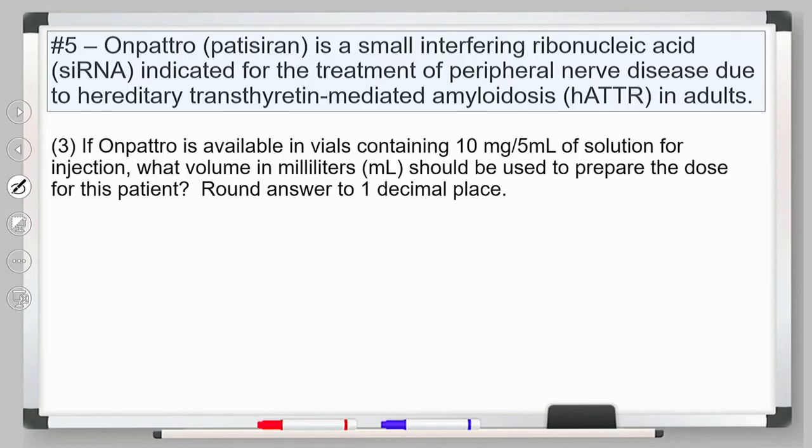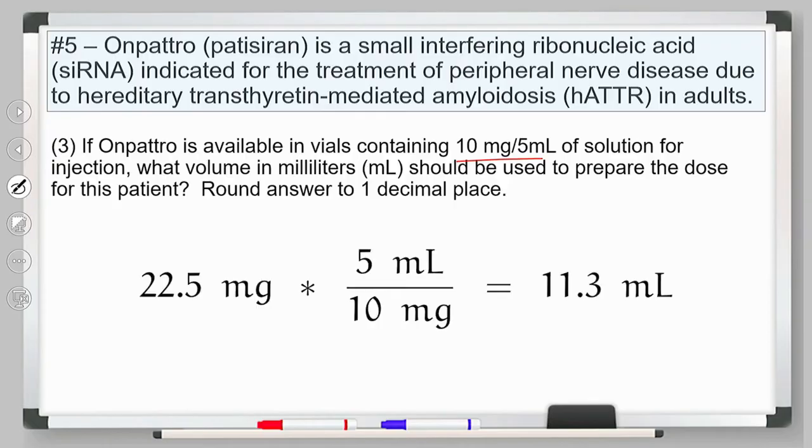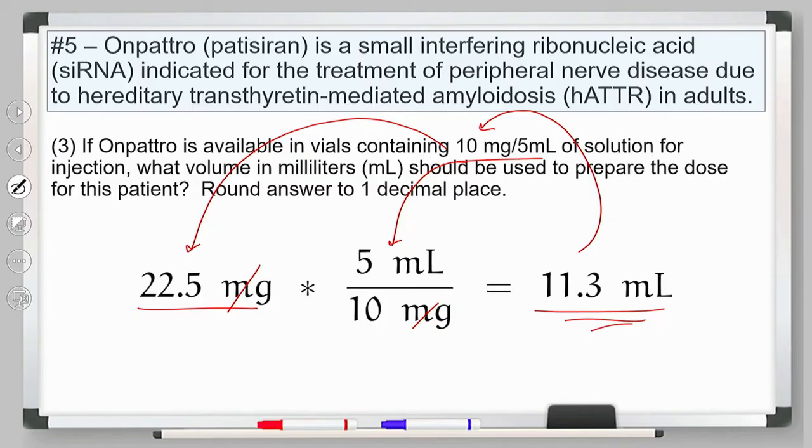From that dose, we need to determine how much solution from a vial will provide that dose. My vials contain 10 milligrams per 5 ml concentration. So what volume do I need to prepare this dose? This is the dose I want. That is the concentration of my vial. If I multiply so that milligrams cancel, I'll determine the volume in milliliters that I need to provide that dose. So 11.3 milliliters of this solution provides that dose. So that's what I need to prepare the dose.